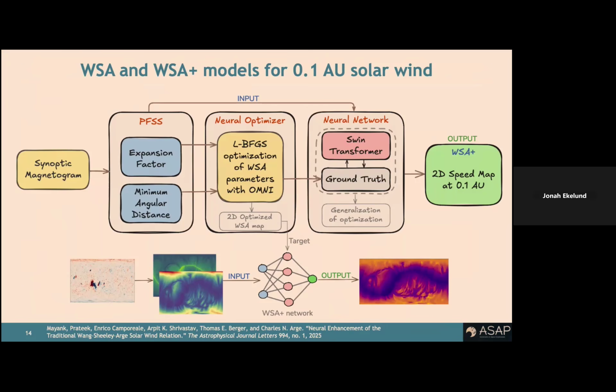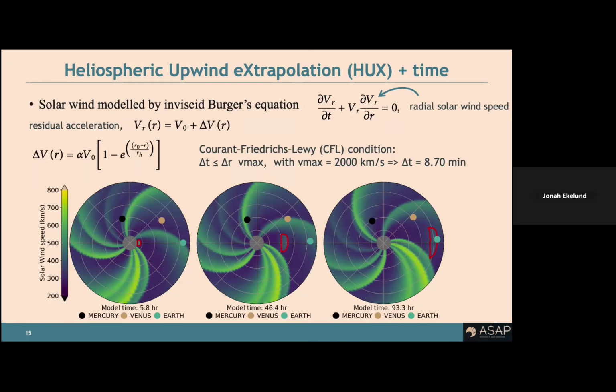So it's a network developed by a colleague, Pratik Mayank, and it's a framework that is illustrated here. If you're interested, you can look up his publication, but it doesn't matter again for the exercise. It just will give us the speed map at 0.1 AU.